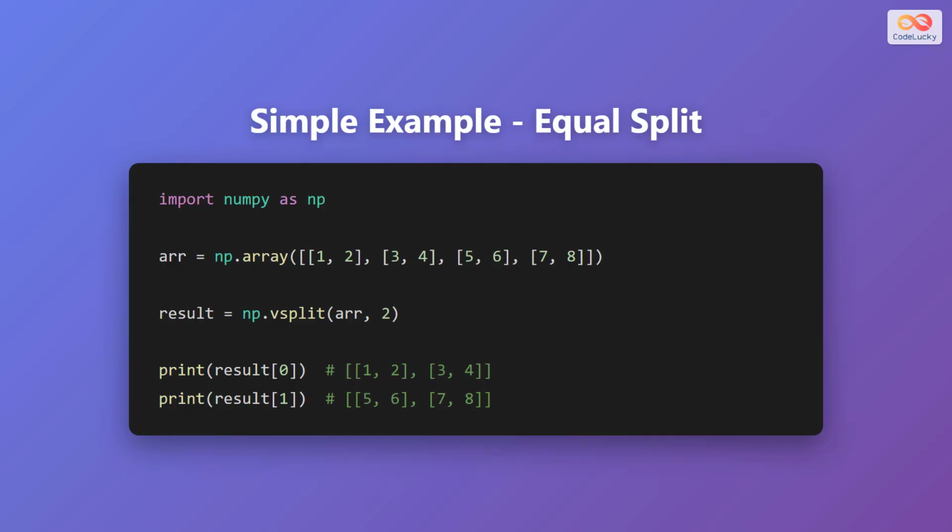Here's a simple example of splitting an array into equal parts. We create a 4x2 array containing values from 1 to 8. Then we call vsplit with the number 2, which splits the array into two equal parts. The first part contains the first two rows, and the second part contains the last two rows.